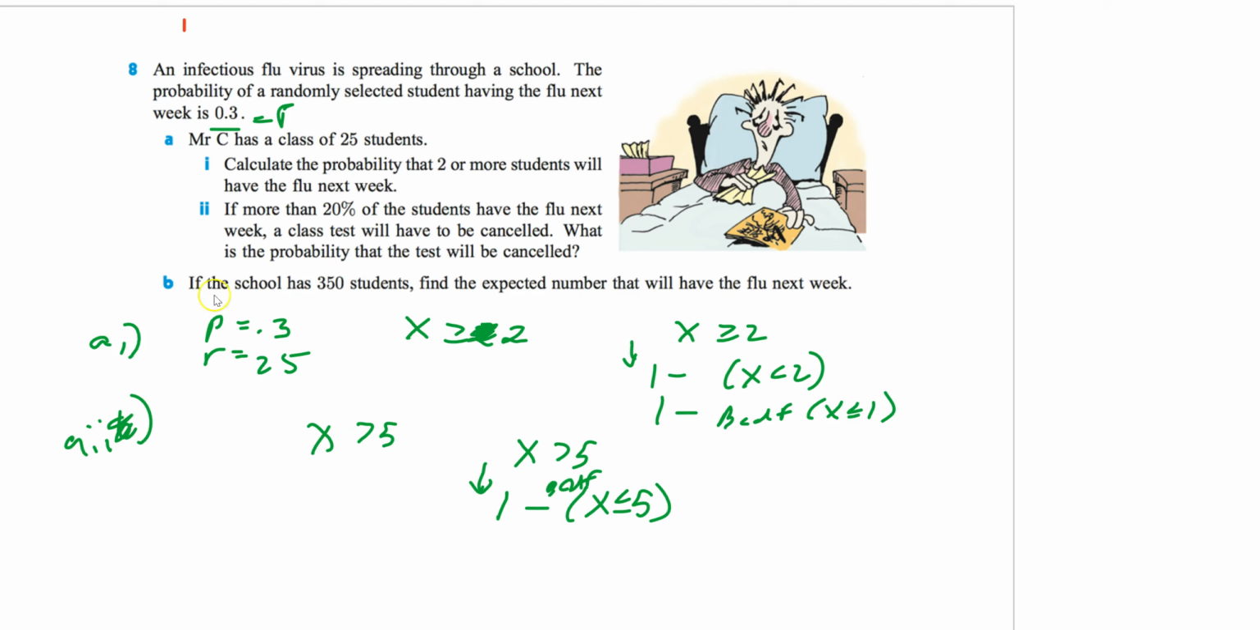And the last one here, we'll still have 3 more to go, but last one here. If the school has 350 students, find the expected number. Expected number, that's easy. That's just NP, right? It's in your formula sheet under binomial. So, N is 350 now in this case, because now they're saying 350 students. They have 350 students, and P is still the same, 0.3. Multiply that together, get your answer.